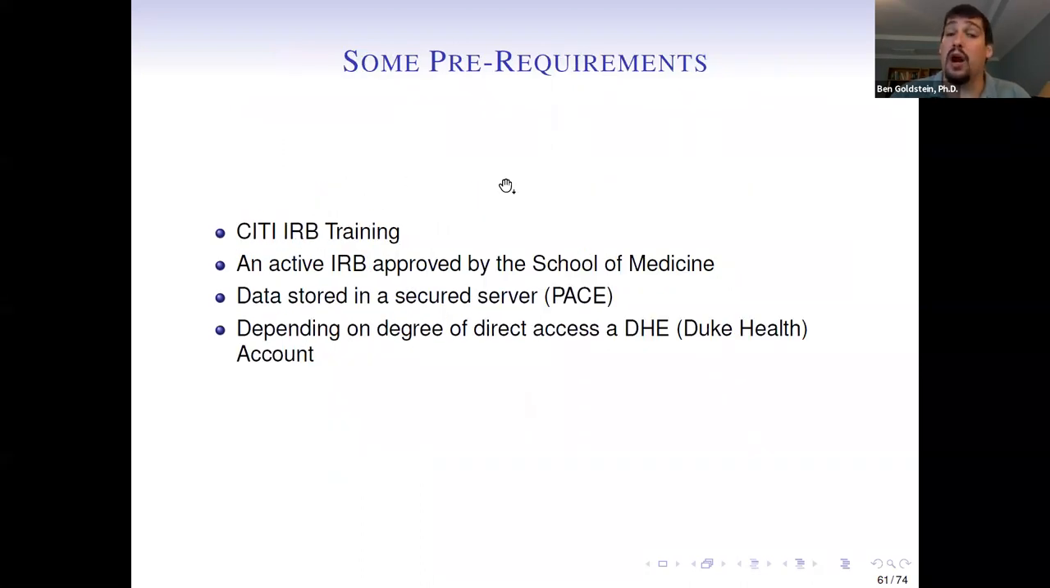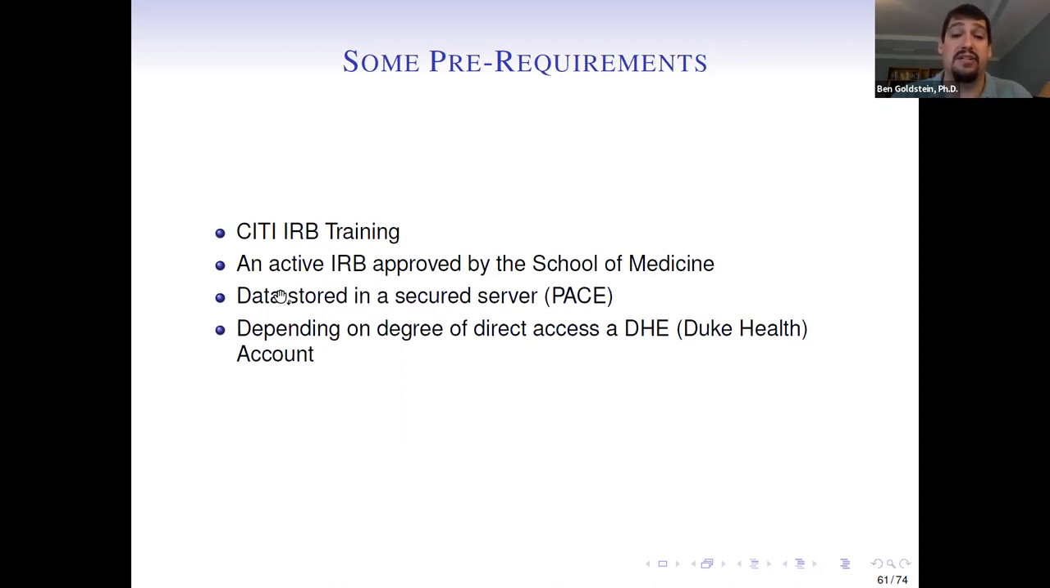There are pre-requirements to being able to access data. So the first is city IRB training, and the School of Medicine has particular IRB training modules that you have to take. So even if you've gone through the IRB training on the university side, you need to go through the School of Medicine IRB modules. You need an active IRB that's been approved by the School of Medicine. So again, this has to go through the School of Medicine IRB approval process.